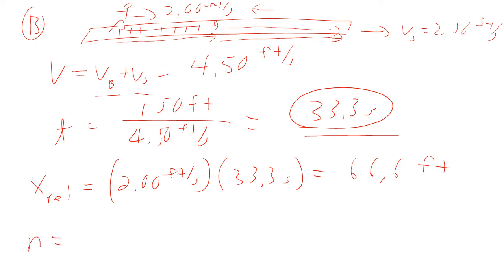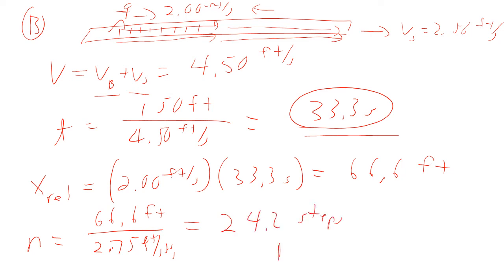So the number of steps will be 66.6 feet divided by 2.75 feet per step. And that comes out to be 24.2 steps. Well, 0.2 steps is just a very small step, so that rounds to 25 steps. You can't have a fraction of a step. That's still a step, just a small step. And so this is a total of 25 steps. Okay, so again, this is an example of relative motion.